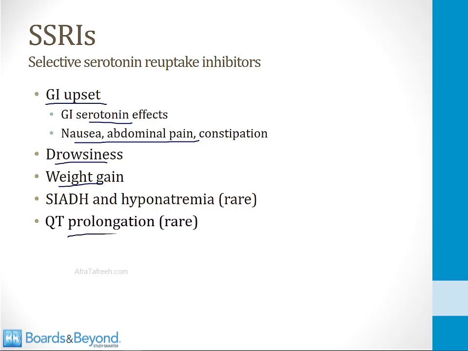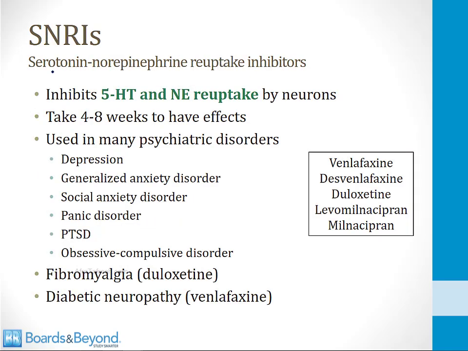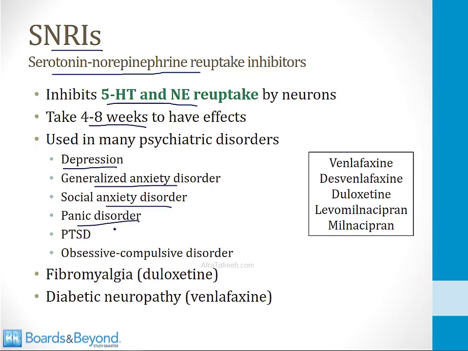Moving on, the next class of drugs are the serotonin norepinephrine reuptake inhibitors, or the SNRIs. And as their name implies, they inhibit the reuptake of both serotonin and norepinephrine, so they have effects on both neurotransmitters. These drugs also have a slow onset of action, just like the SSRIs, and they're used in many psychiatric disorders, also just like the SSRIs, not just depression, but also generalized anxiety disorder, social anxiety disorder, panic disorder, PTSD, and OCD. These are all things where SSRIs also have a role.